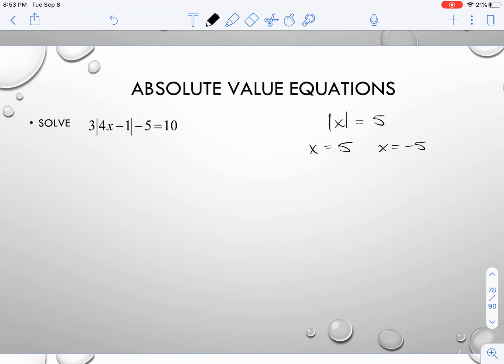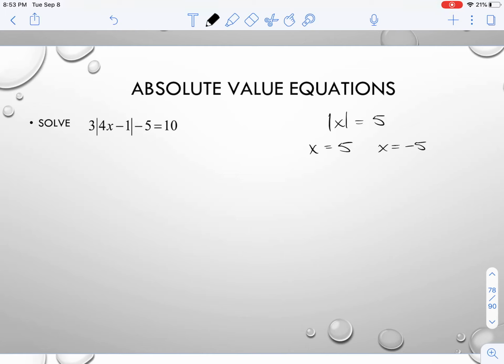Okay, so one of the things I need to do is account for these two possible cases for whatever this quantity is inside here. Now it could just be a single variable like this, or it could be a complete expression. One of the things that's very important though is that I need to isolate my absolute value prior to splitting it into two parts. If you split the absolute value before you have isolated it, your first case is going to be correct, but your second case will usually not be.